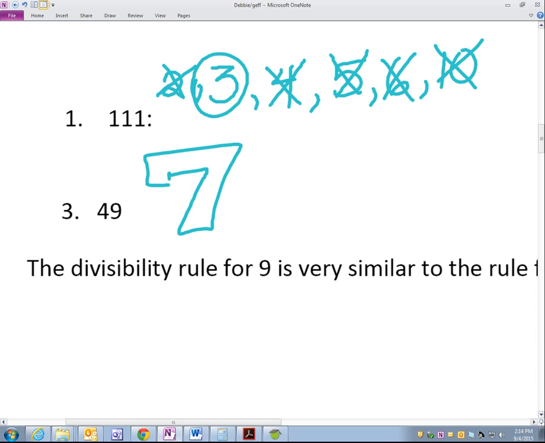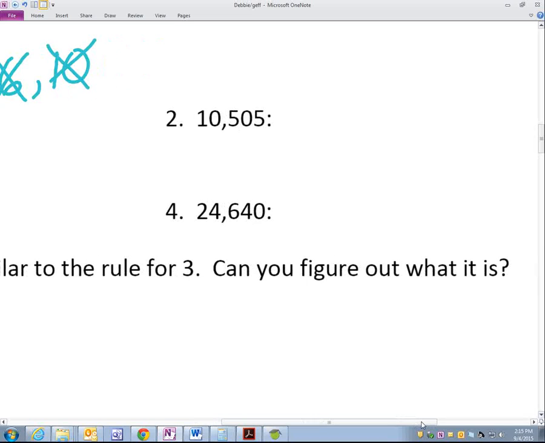But no, what are the instructions for this section? We have to write the rule, whether it's divisible by 2, 3, 4, 5, 6, or 10. It's not divisible by any of those, so I don't need to write anything. Nope, you don't need to write anything. That's perfectly good.